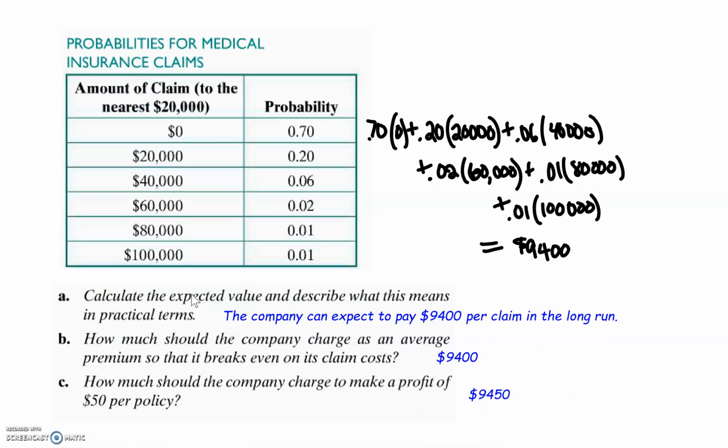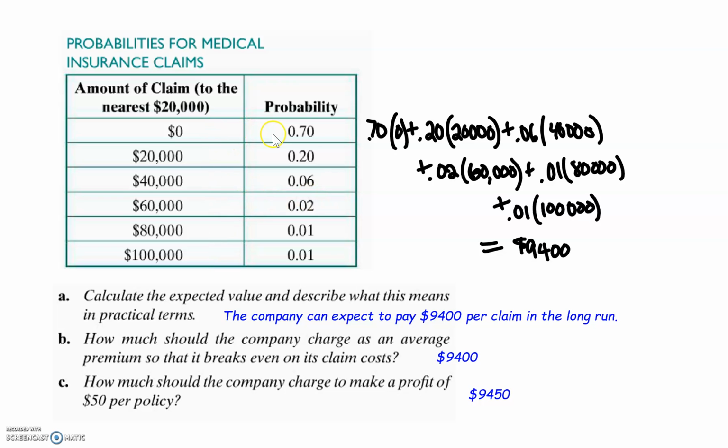All right, let's look at something more practical. Here are the probabilities for medical insurance claims. So if the claim is 0, the probability is 0.70. For a $20,000 claim, the probability goes down to 0.20. For a $40,000 claim, it's 0.06, and so on.